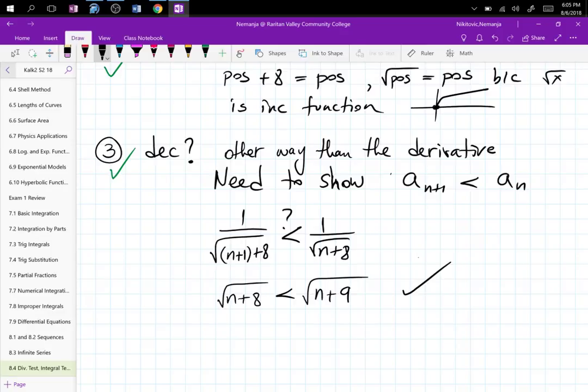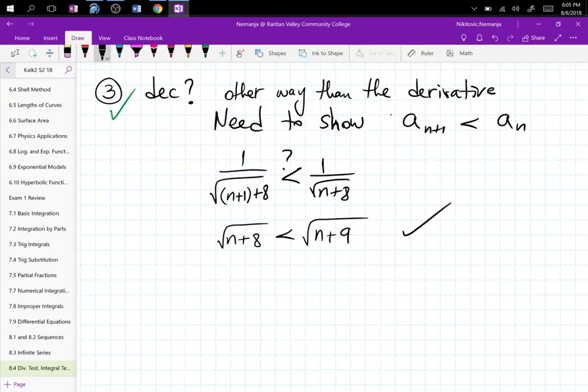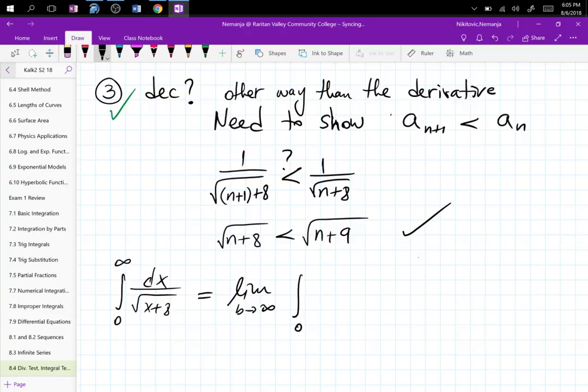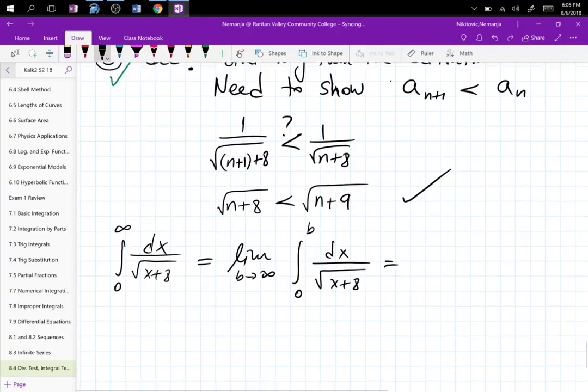Now we do the integral. So all three conditions hold. The integral from 0 to infinity of 1 over square root of x plus 8 dx is equal to the limit as b goes to infinity of the integral from 0 to b of dx over square root of x plus 8. So how do we integrate this?